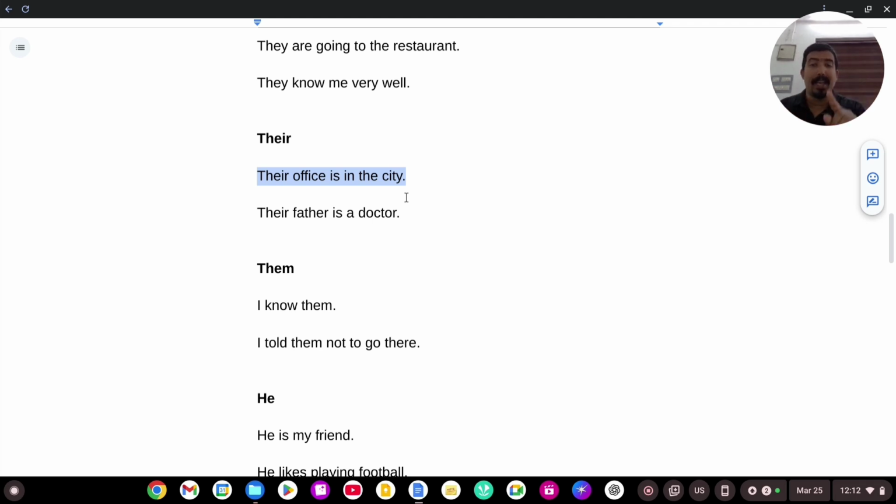Their, T-H-E-I-R, not T-H-E-R-E. That is a different one. T-H-E-R-E, the pronunciation is the same, but here it is T-H-E-I-R, their office. It is more than two. Their father is a doctor. There is a man and his sister standing over there. I said to someone, their father, not his father or her father, it is their father is a doctor.